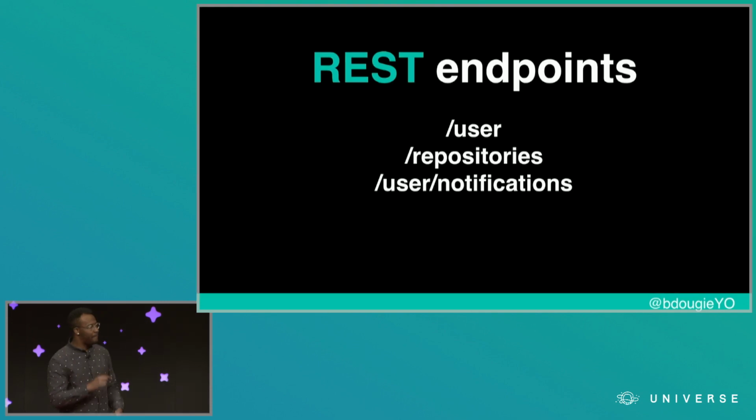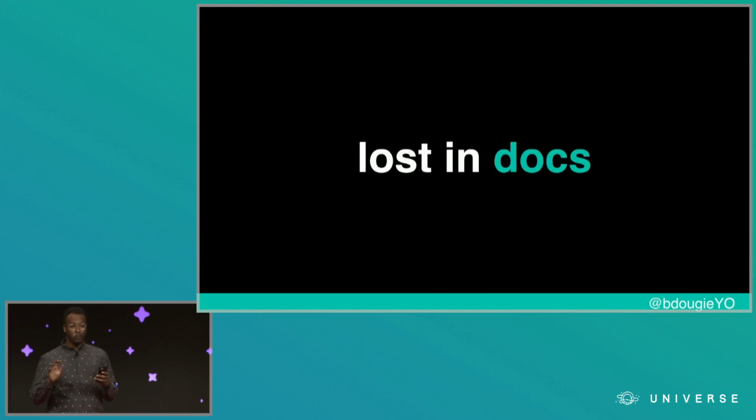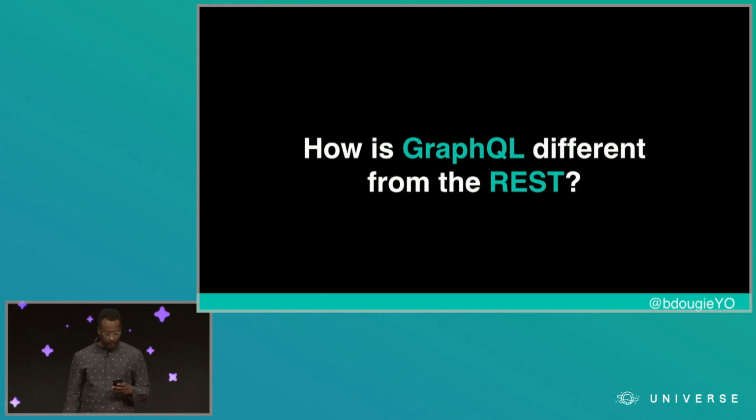The bad thing is that if I want to do a project with user notifications and repositories in one project, I have to fetch from three different endpoints and then some. So it's quite possible to get really lost in the docs, which is why I want to talk about GraphQL and why it's different from REST.